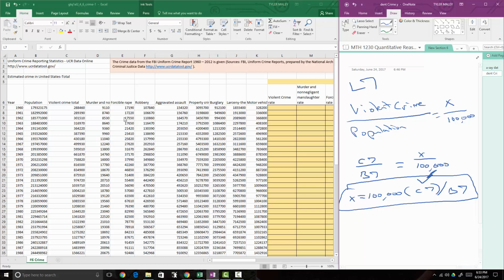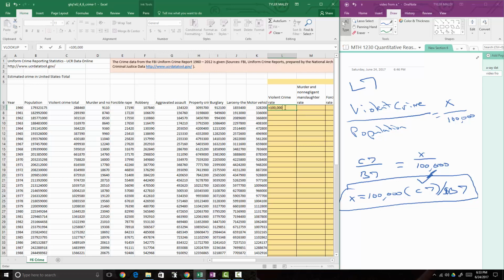Now B7, when I pull down, I do want the population to follow down for the year, but I do not want the column to change when I pull right. So when I pull right, I don't want the population to jump over to violent crime total and then the murder and so forth. So what I need to do is put a $ sign in front of B, and that'll lock that in.